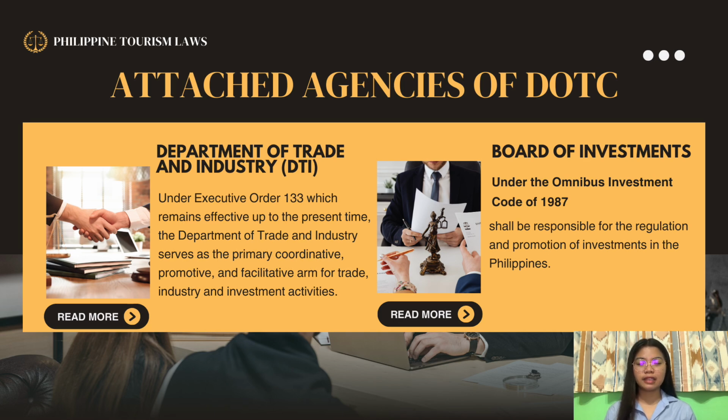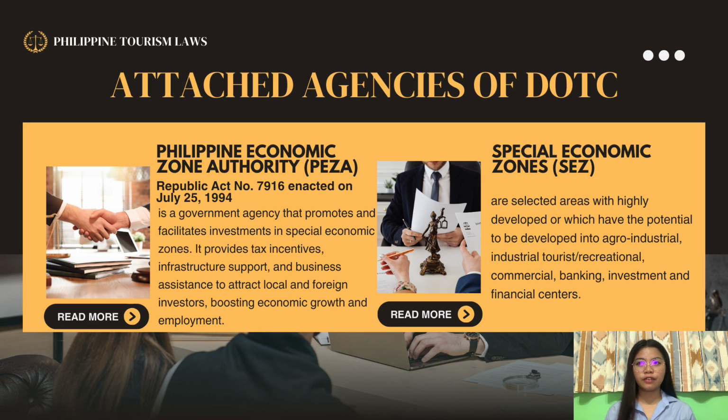It provides incentives, support, and policies to boost economic growth and attract local and foreign investors. Next, we have the PEZA, or the Philippine Economic Zone Authority. It is under Republic Act No. 7916, enacted on July 25, 1994. It is a government agency that promotes and facilitates investments in special economic zones.